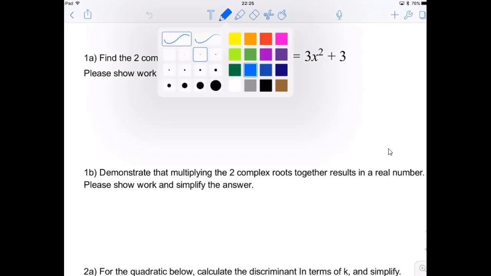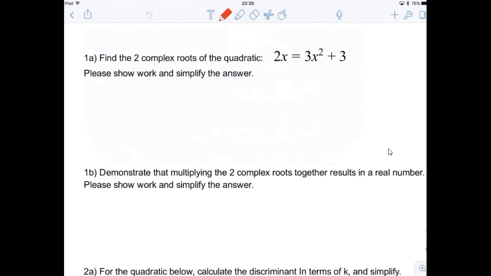First thing we need to do is make sure that it's in the form blah blah blah equals 0, right? Because when you find the roots to a quadratic, you're finding when the function intersects with 0. So we need to set one of the sides equal to 0. So we're going to move the 2x to the other side by subtracting 2x from both sides. So if we subtract 2x from both sides, we're going to get 0 equals 3x squared minus 2x plus 3.